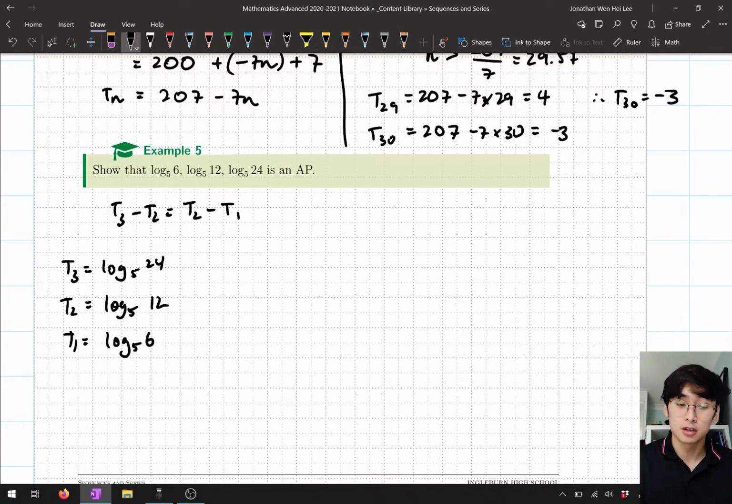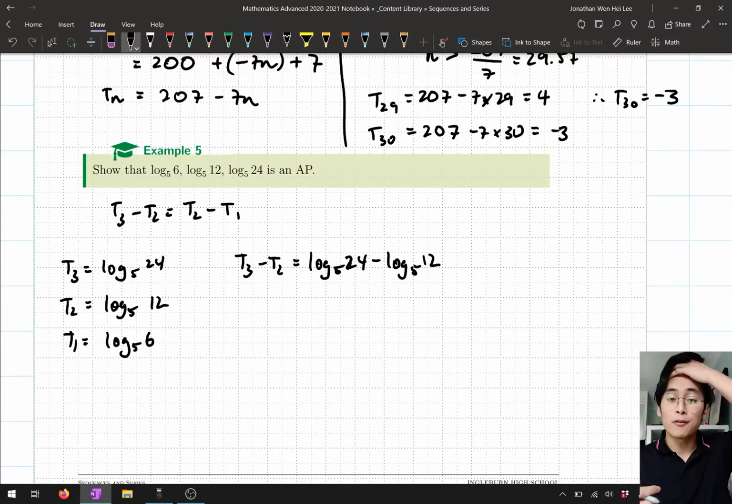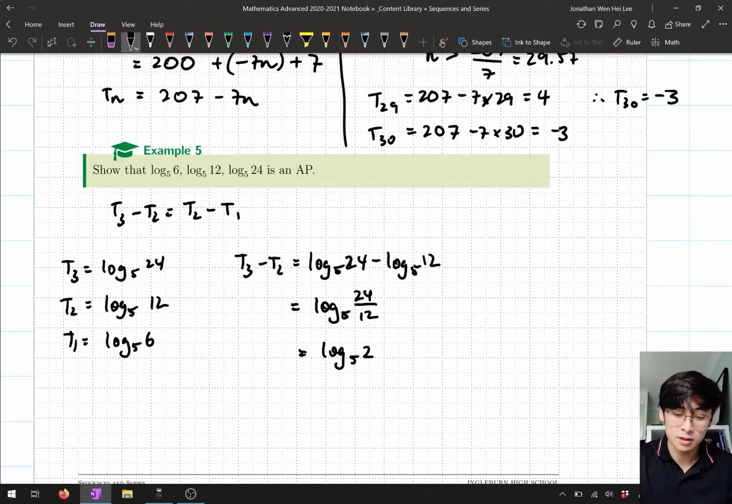So here, the way we do this, we're just going to check t3 minus t2. Looking at our terms, that's just going to be log base 5 of 24 minus log base 5 of 12. Now, if you remember from when we deal with logs, when we subtract logs, that's the same as dividing the things that we're taking the log of. So this is the same as log base 5 of 24 over 12, which is just log base 5 of 2.